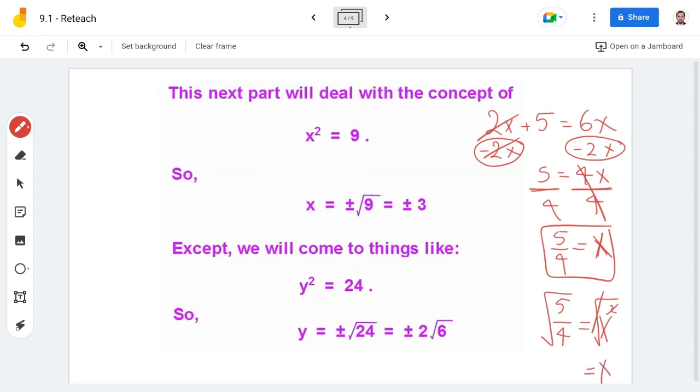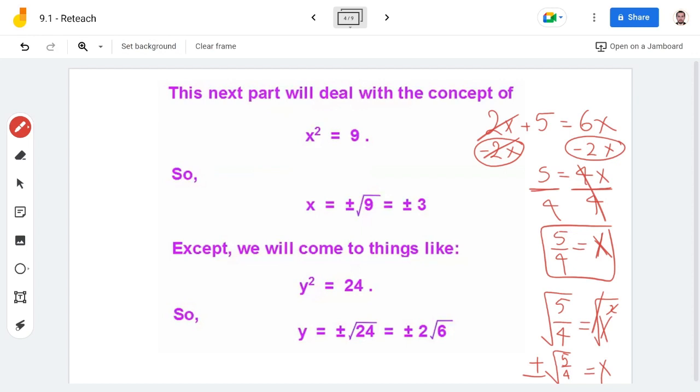So x is equal to the square root of 5/4. If you keep it like this, I would say it's wrong. Why? Because you have to write positive and negative. The square root always has two answers: one is positive and one is negative.